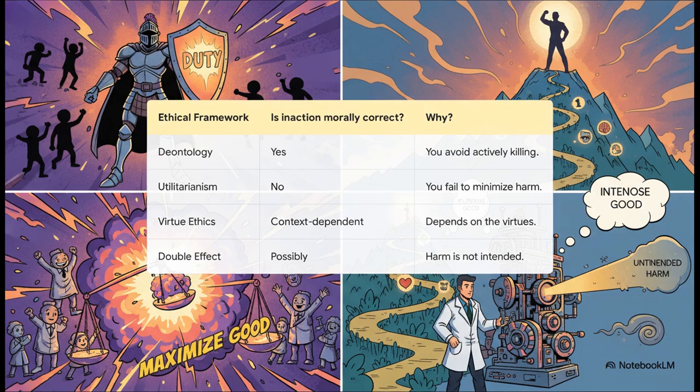So let's do a quick recap. Deontology says don't pull the lever because killing is wrong. Utilitarianism says you must pull it to save the most lives. Virtue ethics says, well, it depends on what a good person would do. And the Doctrine of Double Effect might let you off the hook for pulling it because your intention was good. As you can see, there's absolutely no consensus here.